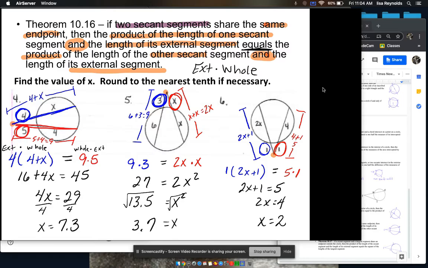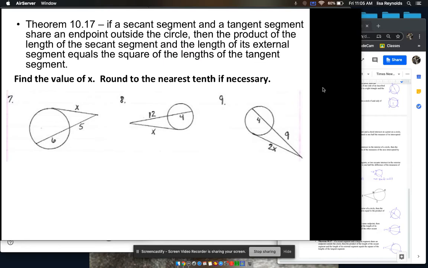There we go. So our last theorem, this time we're working with a secant and a tangent, and they have an endpoint outside the circle. So we have a secant and a tangent. We have their endpoints outside the circle.